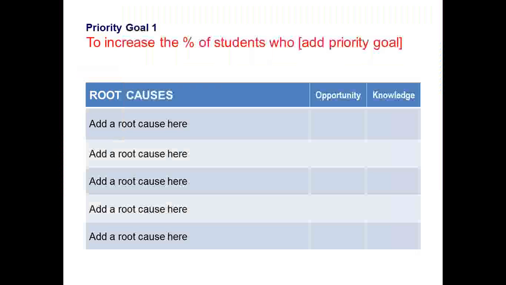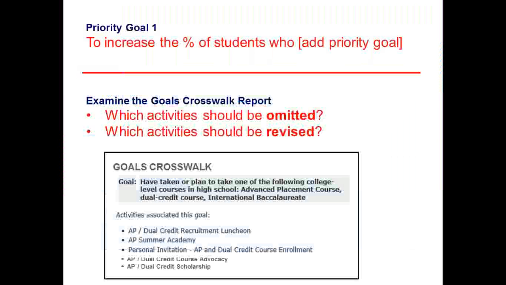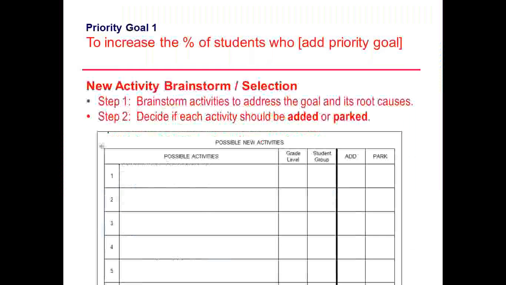So you'd come back and say, okay, here's priority goal number 2. And then at the top of this slide, it would say what that priority goal was. You'd add all the root causes for priority goal 2 in. And then you'd go to the crosswalk report, look at priority goal 2, ask if anything should be omitted or revised. And then if you need to add activities for that priority goal, jot them in on a different chart. You need a second poster for this priority goal. So you're going to have one of these posters for each of your priority goals.